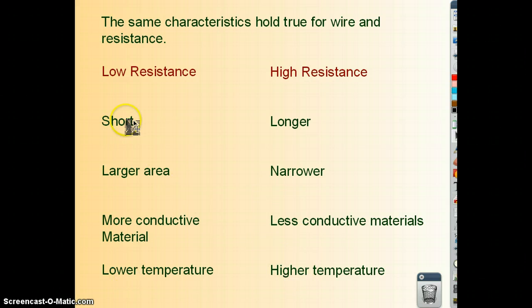So short, obviously, it's easier to get through something that's short than something that's long. Wider area is easier to get through because there's more space. A more conductive material, and here we're talking things like copper and gold versus aluminum and steel. Lower temperature versus high temperature. When things get hot, the molecules of the conductor themselves bounce around and interfere with the flow of the electrons. So we want low temperature for high conductivity.